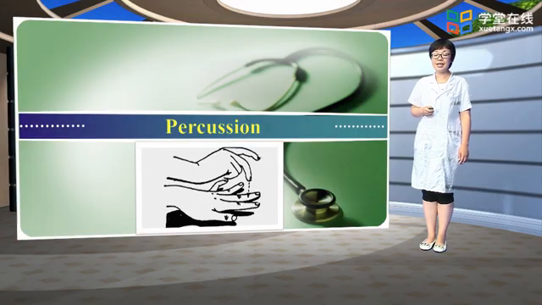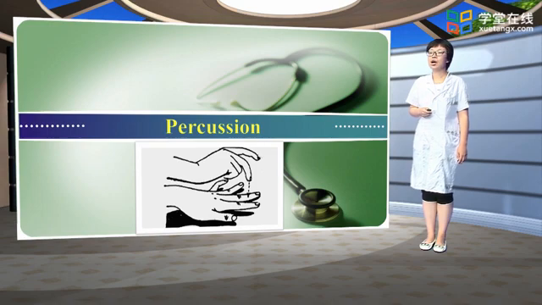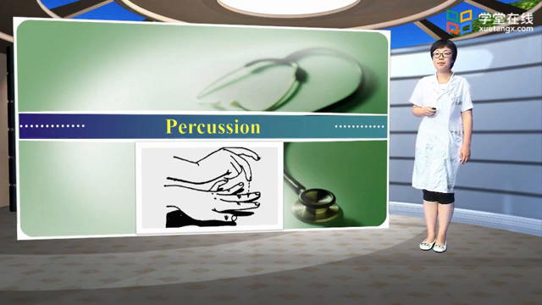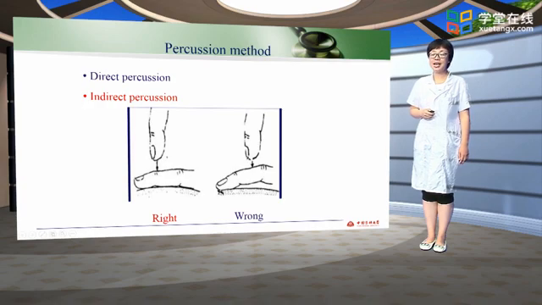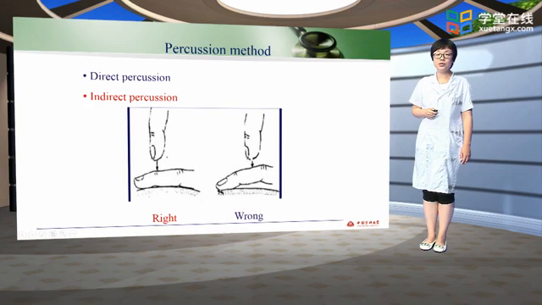Following the auscultation is the percussion. We need to master the right method of percussion. There are two methods of percussion, direct and indirect. We always use the indirect percussion method.